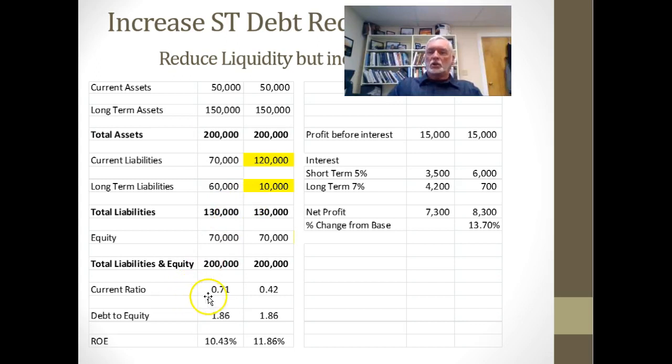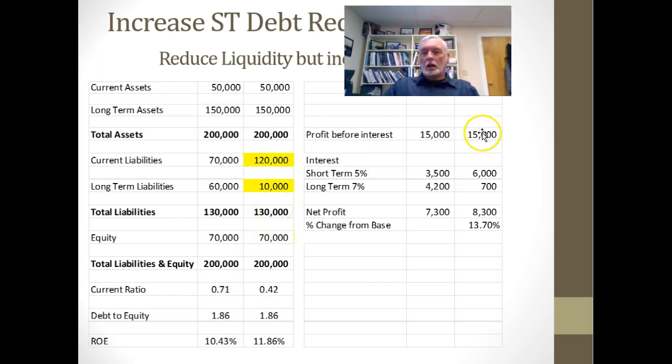So my current ratio now, current assets divided by current liabilities, so 50 divided by 120, it falls. It's now 0.42. That's getting down in a pretty risky range there. Debt to equity doesn't change at all because my total liabilities haven't changed.